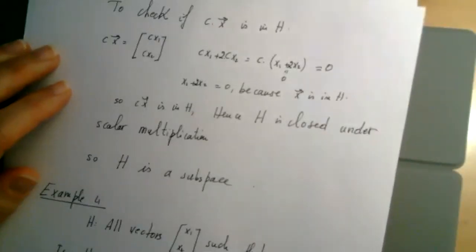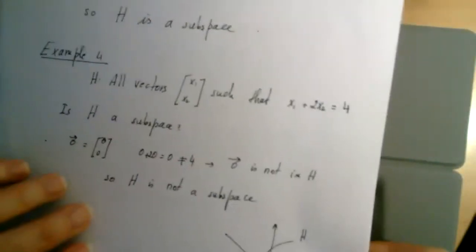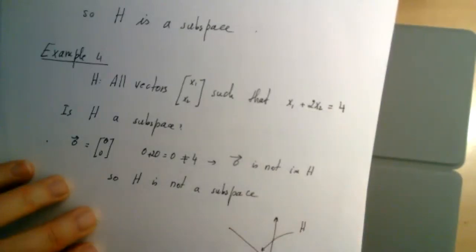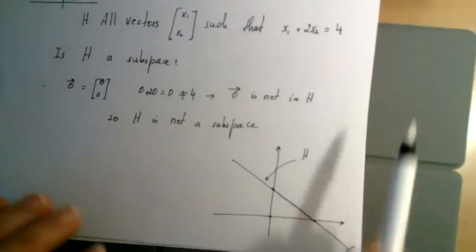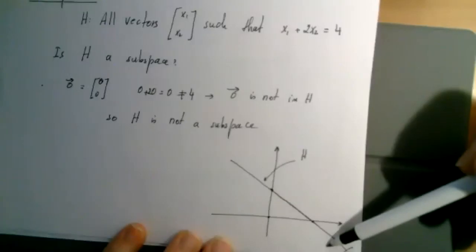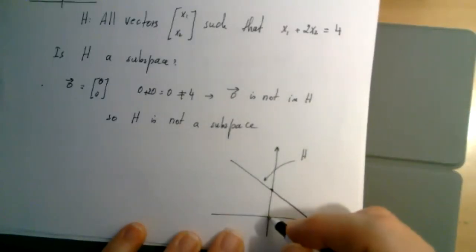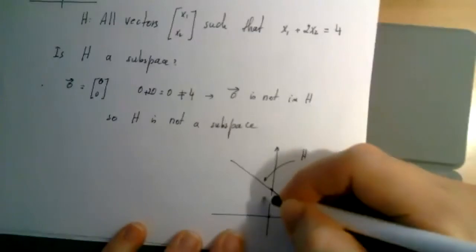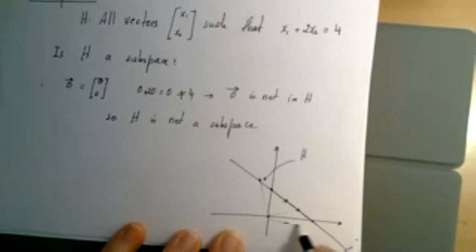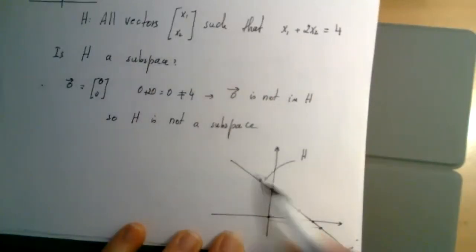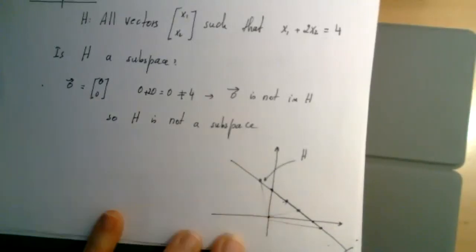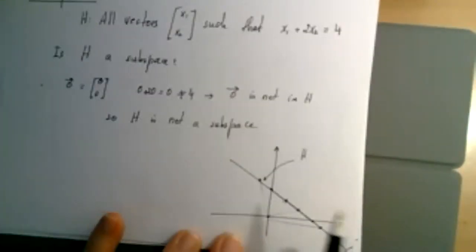Now, example number 4, suppose I take a line not through the origin, x1 plus 2x2 equal to 4. Is this a subspace? If a line does not go through the origin, this is not a subspace. It means I take all the vectors where the tip is actually on this line. It means the x1, x2 satisfy this condition. It means those are the vectors I'm thinking of. Then this is not a subspace because the 0 vector is not in it. Absolutely, it's not a subspace.